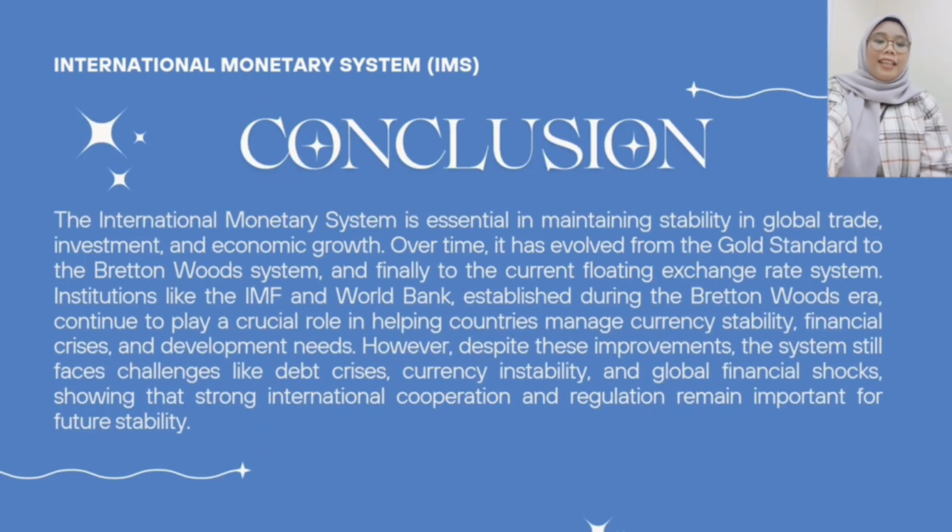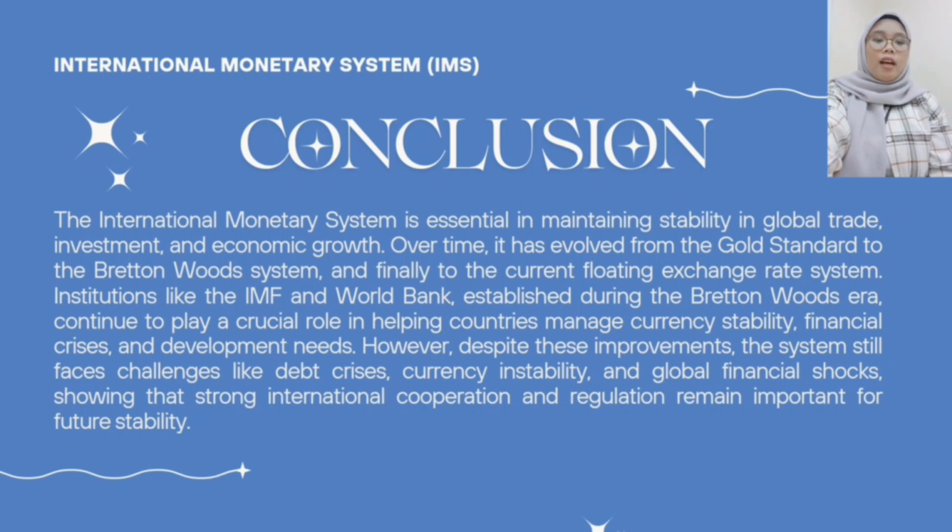Conclusion. The International Monetary System (IMS) is essential in maintaining stability in global trade, investment, and economic growth. Over time, it has evolved from the gold standard to the Bretton Woods system, and finally to the current floating exchange rate system.